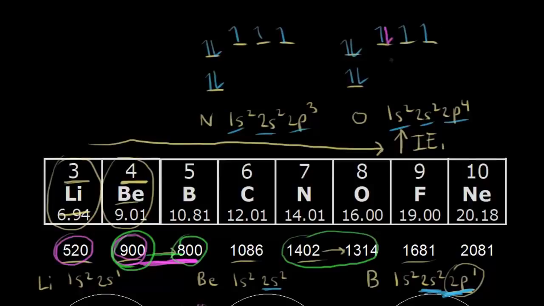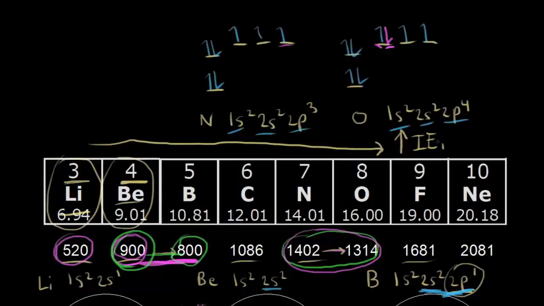And because that electron in magenta is repelled by that electron in blue, it's a little bit easier to remove that electron. So a little bit of electron-electron repulsion there means it's easier to remove the electron, therefore it takes less energy to remove that last electron than it would to remove an electron from nitrogen. And that's the reason usually given for this decrease in the ionization energy from nitrogen to oxygen.